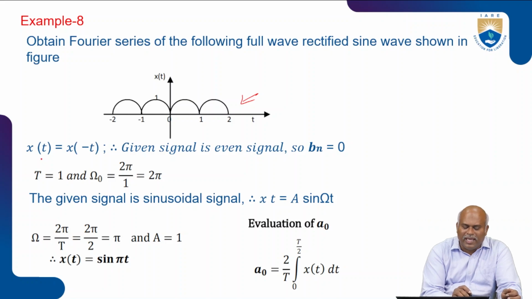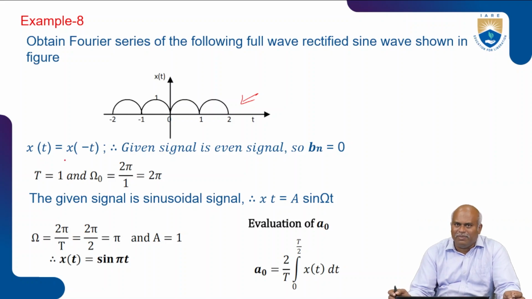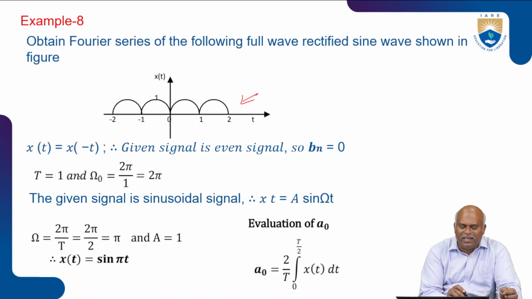Now x of t is equal to x of minus t, so the given signal is an even signal. So b of n is equal to 0. Then the T value is equal to 1 period, we represent it as 1. So omega 0 is represented as 2 pi by 1.